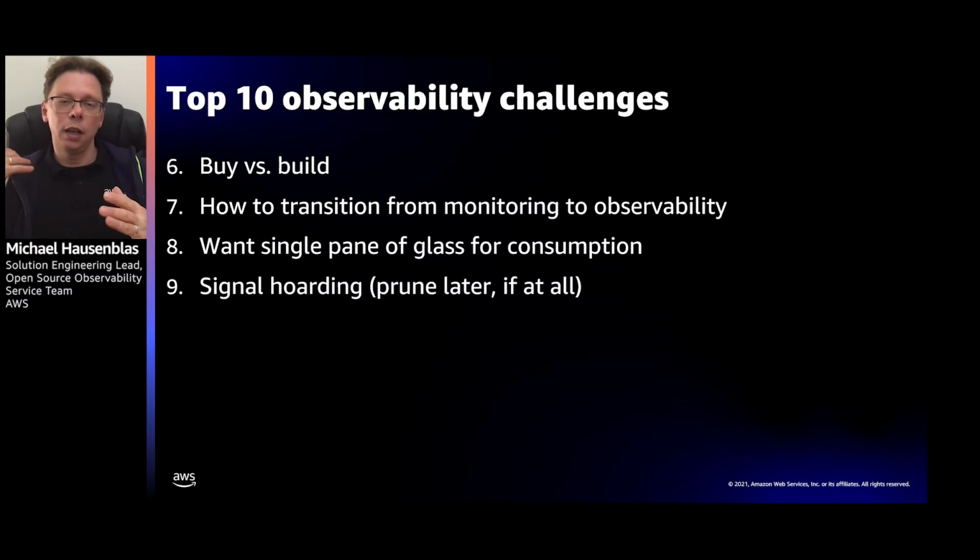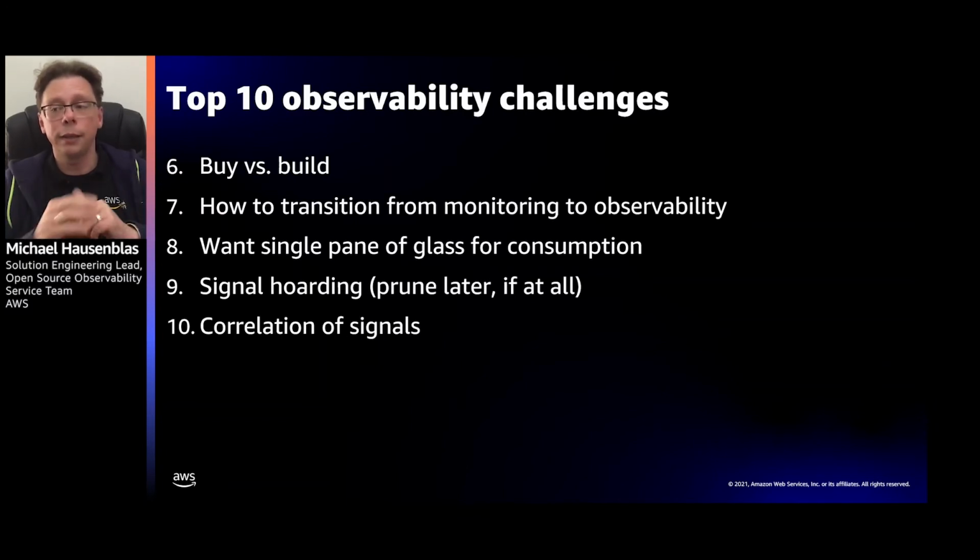So you essentially collect all the metrics. You're collecting many logs, etc., in the hope of, or because you do not know better at that point in time, that they might be useful at some point in time. So you prune it, if at all, later when you experience a certain billing amount or whatever. So you essentially keep all the signals around, because, referring to number 7, it is hard to move into observability without a clear strategy around that.